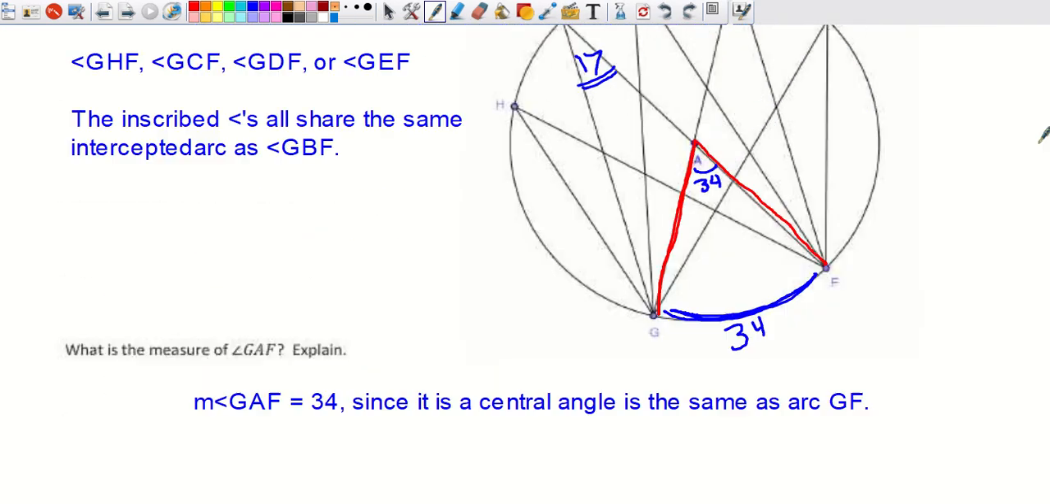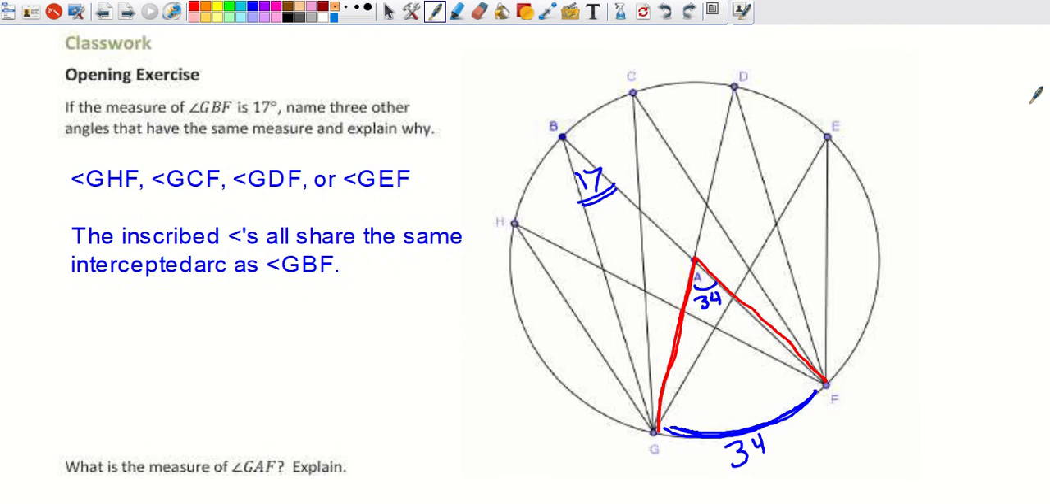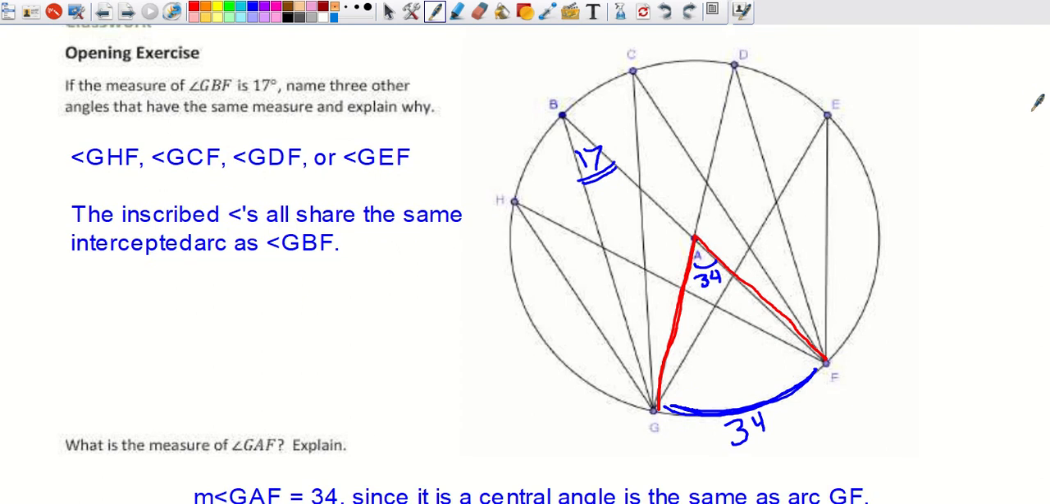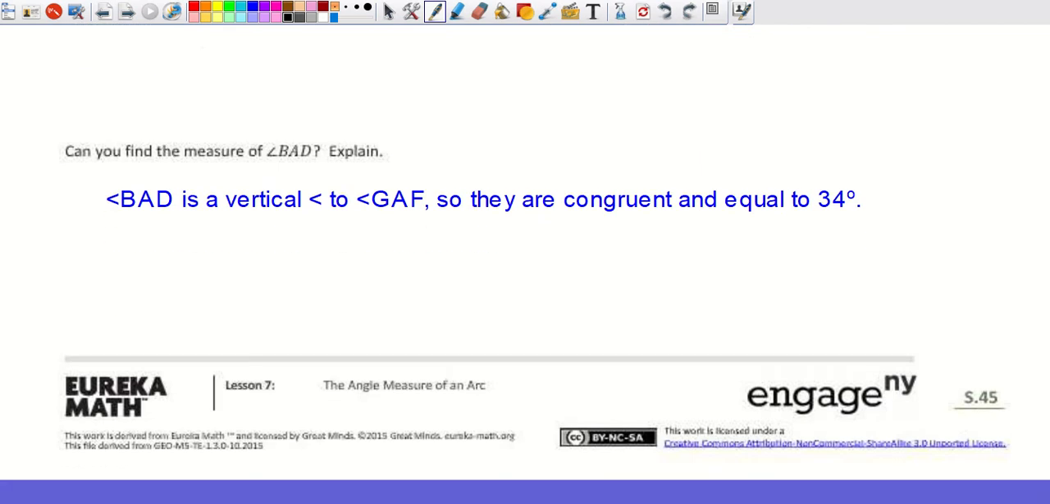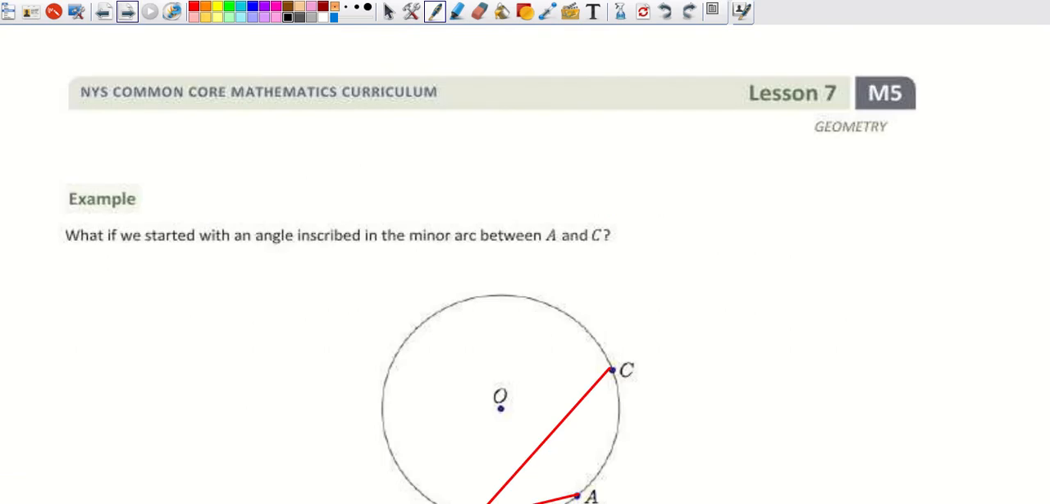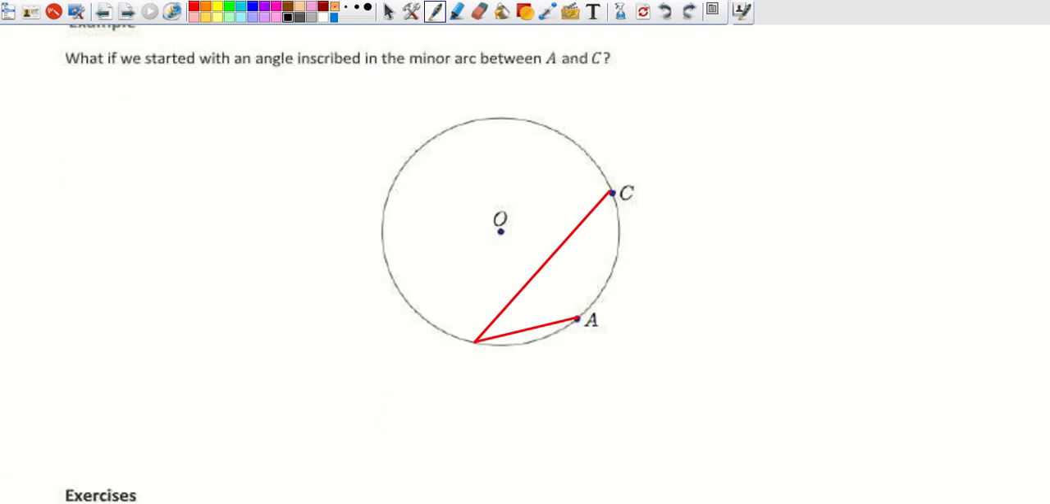And the last one is angle BAD. So angle BAD is the central angle going in the other direction. These two angles are vertical, so this is also going to be 34 degrees. So BAD is vertical to GAF, or you can say that they're congruent, since vertical angles are congruent. Therefore, it's going to be 34 degrees. Okay, going to the next page.